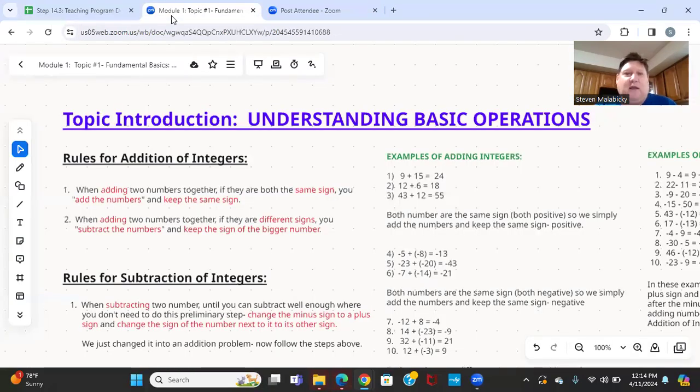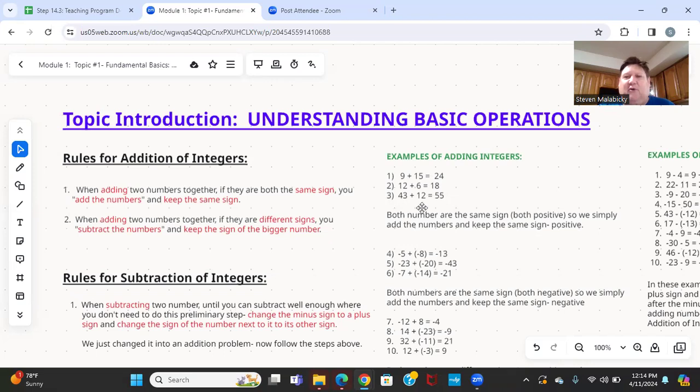So here is our introduction, understanding basic operations. Our rules for addition of integers. When you're adding two numbers, if they are the same sign, add the numbers and keep the sign. And when adding two numbers together with different signs, you actually subtract the numbers and keep the sign of the bigger number. So I gave you some examples here.